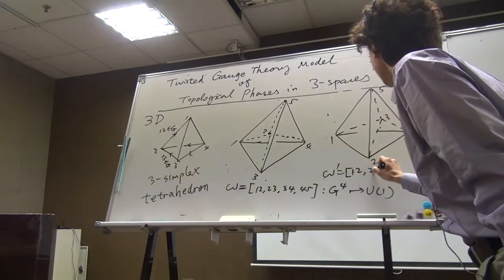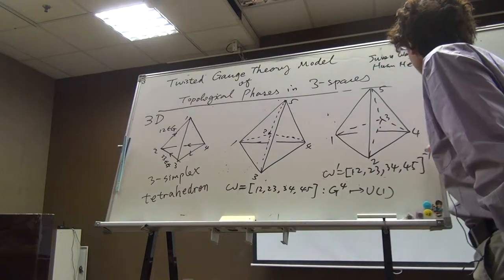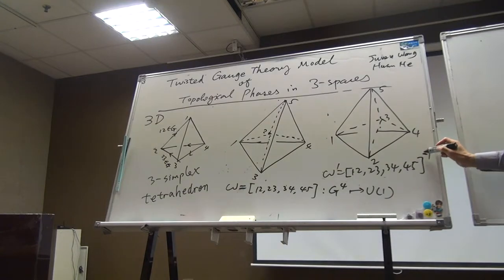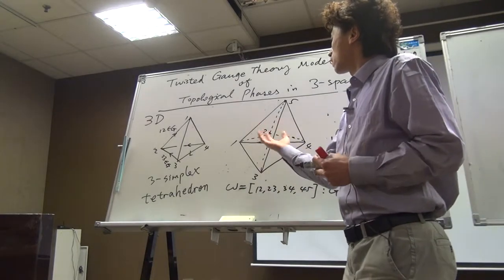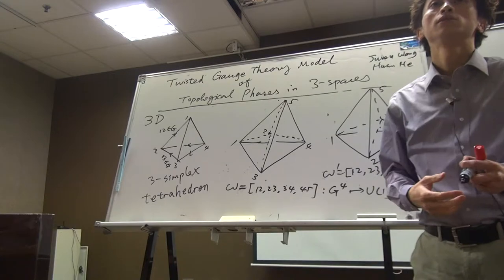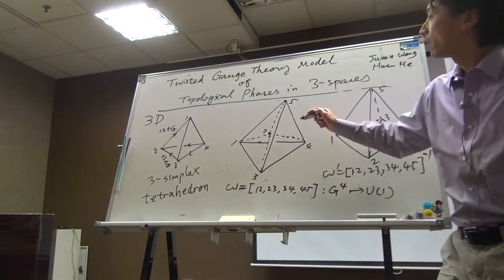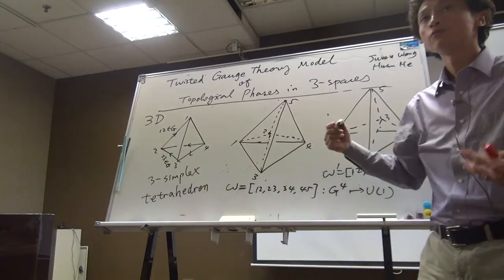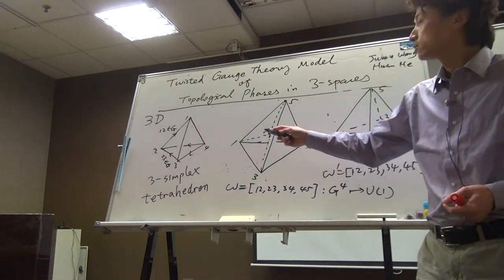Right, 2, 2, 3, 3, 4, 4, 5. But there's a minus sign here on the exponent. The reason is that there is a canonical way of assigning orientations to a 3 complex. So keep in mind that such a 3 complex cannot be visualized in 3D actually. This is a 4-dimensional picture.